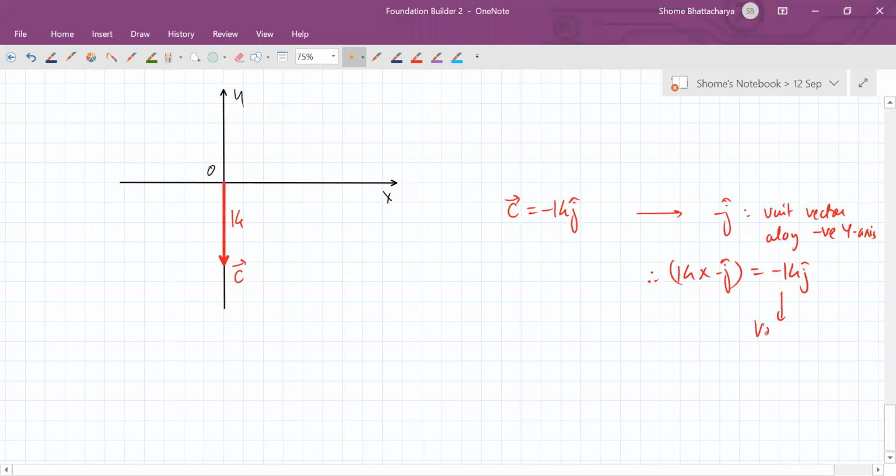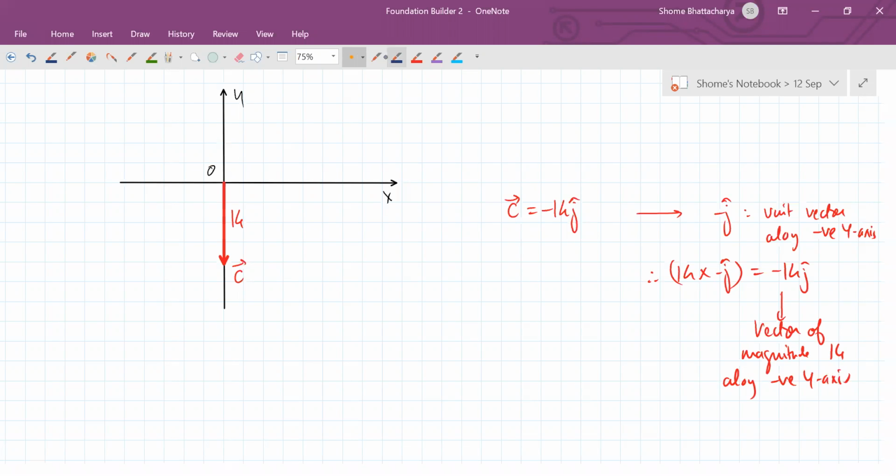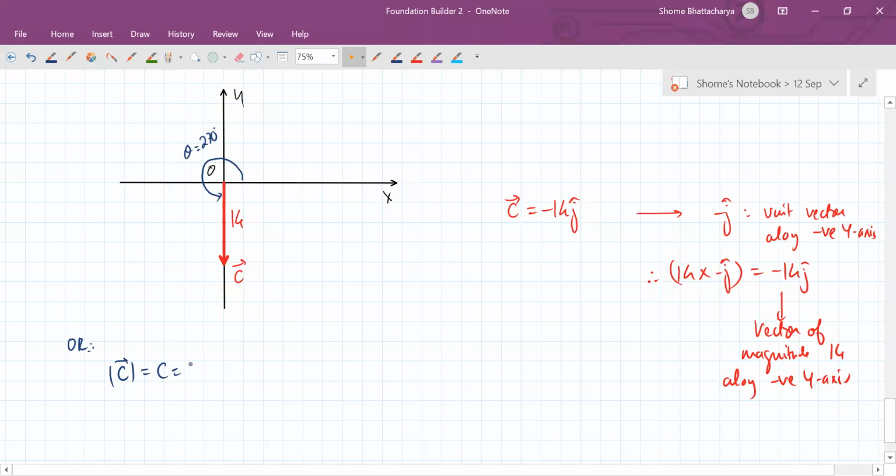This is a vector of magnitude 14 along negative y axis. So we can understand this logically, and if you want to forcefully apply the formula, you can apply it this way also, that theta is 270 degrees. So you can also understand it this way, that magnitude of the vector C is 14 and the angle with the x-axis is 270 degrees.